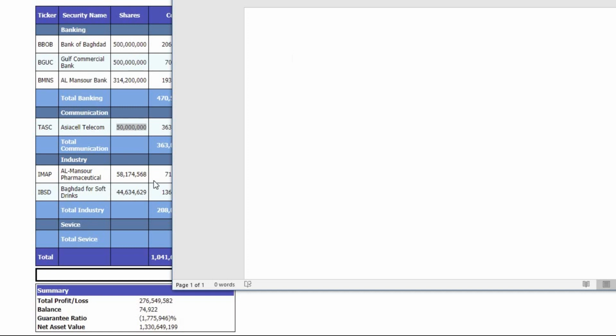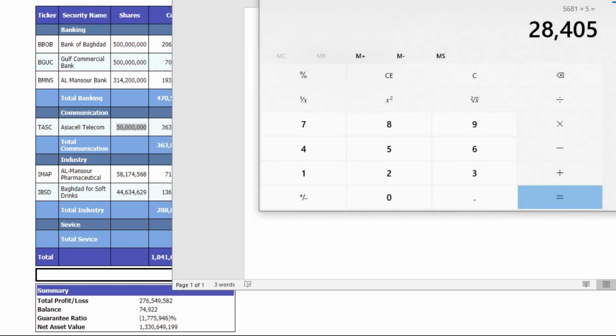But let's take Baghdad for soft drink. You got 44,634,629, and you multiply that. Let me get it a little bigger here. I'm not sure how it's going to look on the screen. And it's dollar for dollar. Then you're looking at $44,634,629 times 15%. Let's get the calculator if I can get to it.